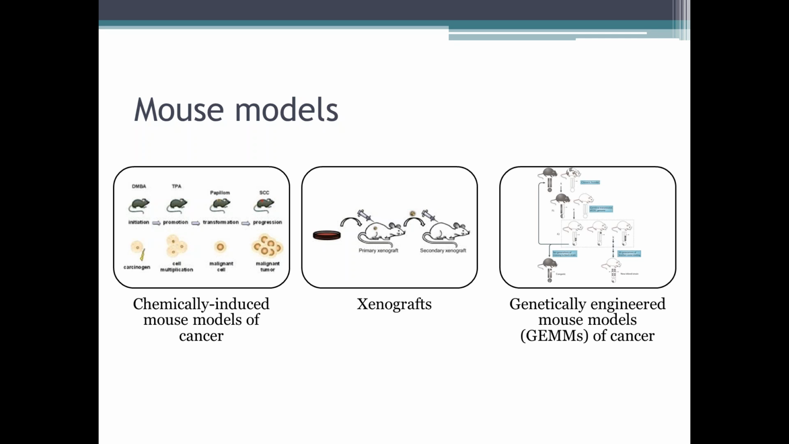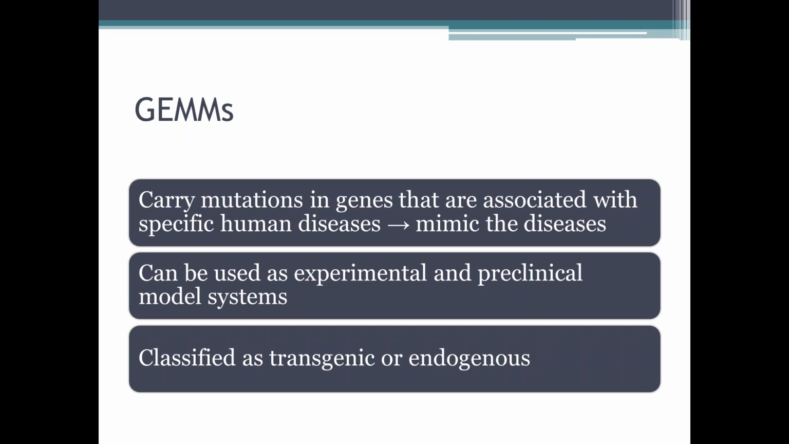And the last type of mouse model is a genetically engineered mouse model, or GEMs, which is what I'll be focusing on for the remainder of the talk. So GEMs carry mutations in genes that are associated with specific human diseases, and therefore they mimic the disease. So, for example, we know that BAP1 can be mutated in intrahepatic cholangiocarcinoma, so a GEM for BAP1 should have a mutation in BAP1. And in theory, then the mice would develop intrahepatic cholangiocarcinoma.